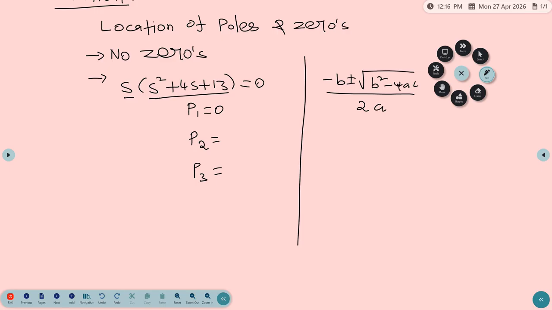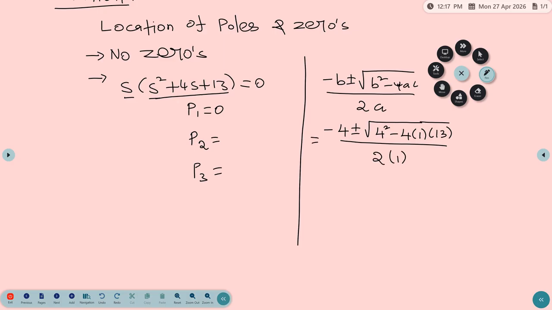Sorry. So here a equal to 1, that is the coefficient of s square. Then b equal to 4, the coefficient of s. c is the constant 13. So we can substitute those values. b equal to 4, so minus 4 plus or minus square root of b square, that is 4 square, minus 4 into a equal to 1, c equal to 13, divided by 2 into a.